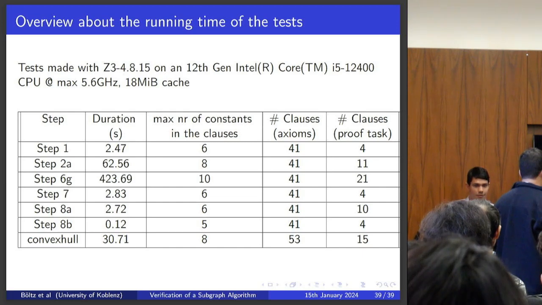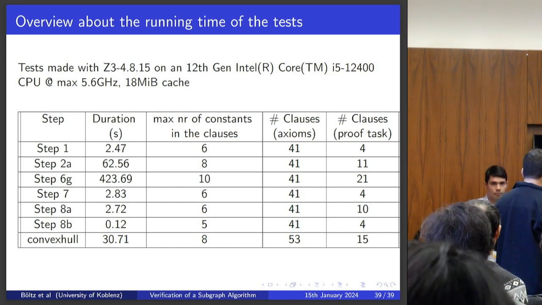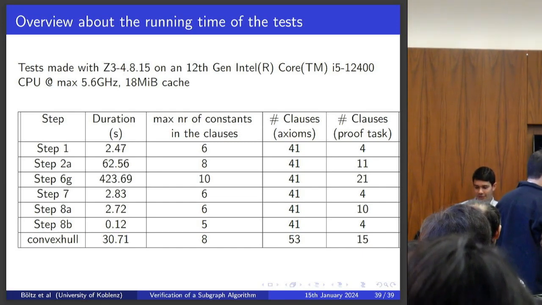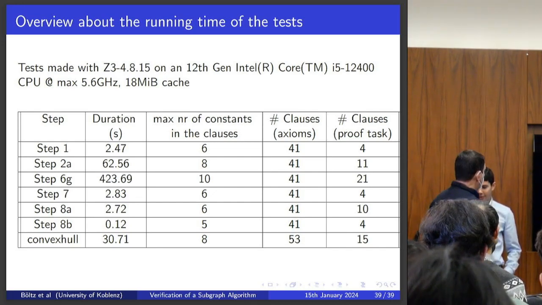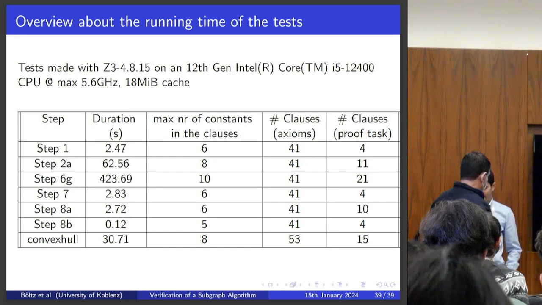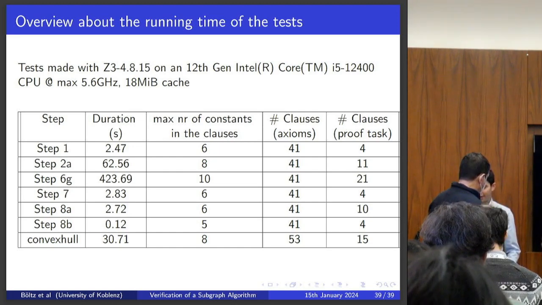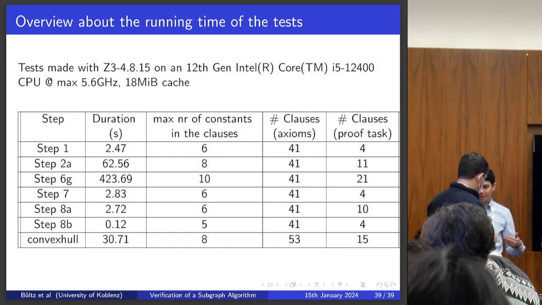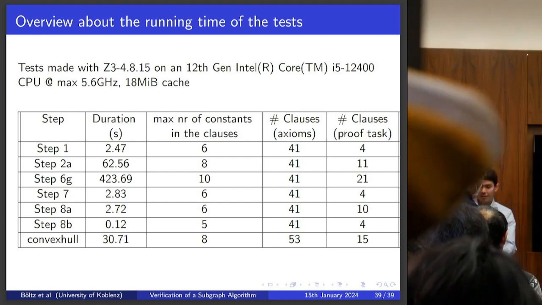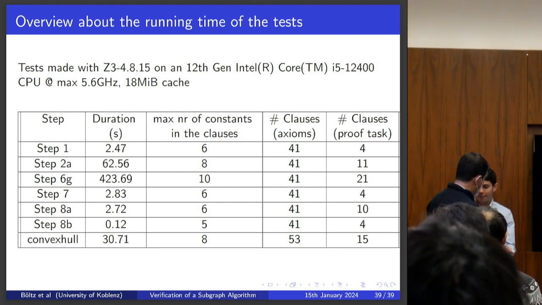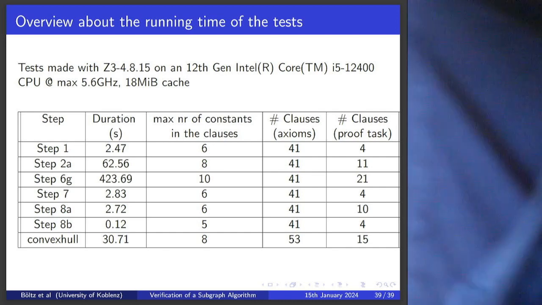Because then the complexity of the proof may increase, right? Yeah, as you see, the time these proof tasks need is increasing, and I think if you would add still some more constants, then the complexity would increase even more. And maybe there's at some point a problem that the proof won't terminate anymore and return unknown.